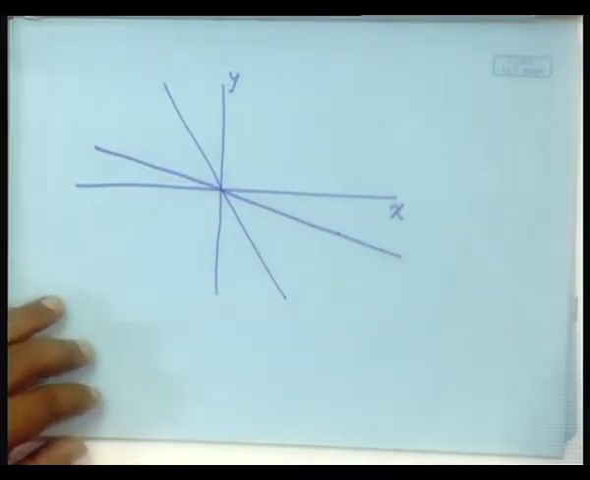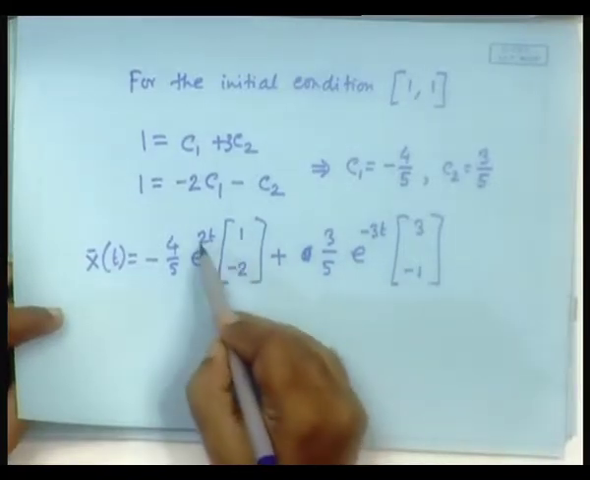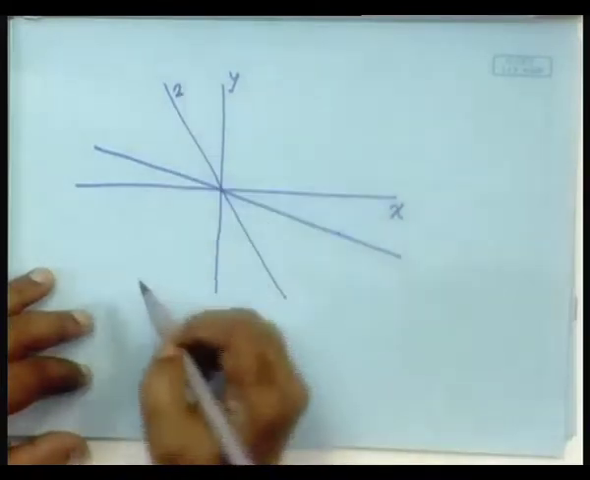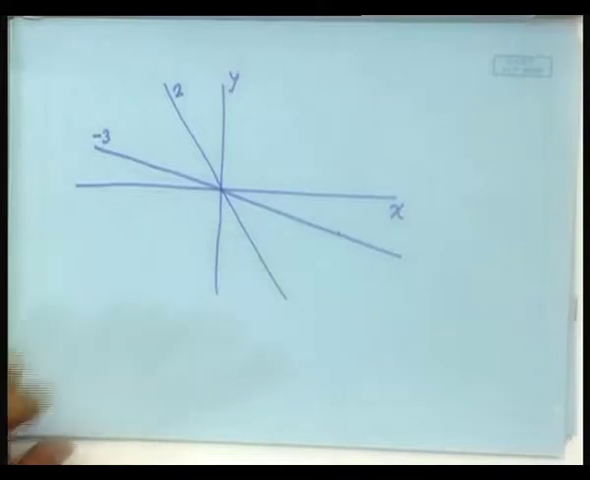So, for the eigenvector that is 1, minus 2, your associated eigenvalue is 2. So, with this you have 2 and with this you have minus 3. Fine. Clear?